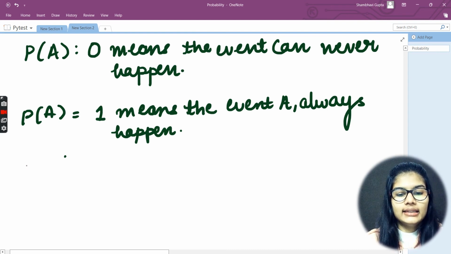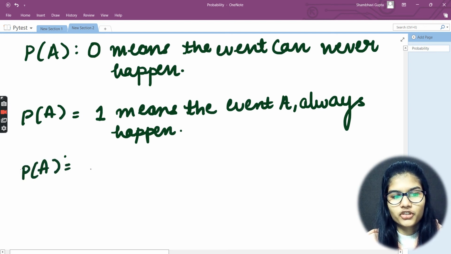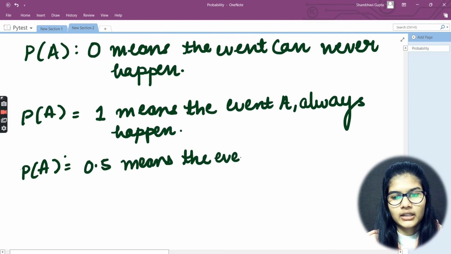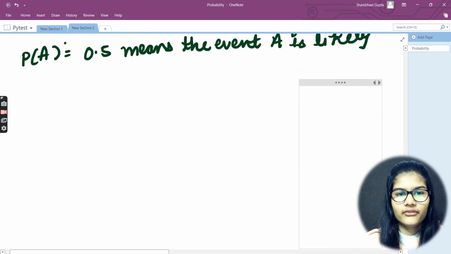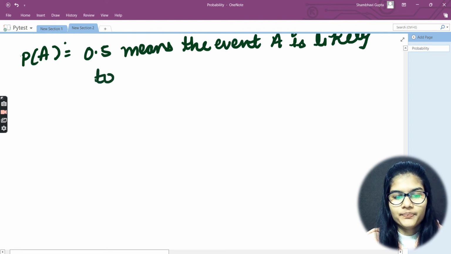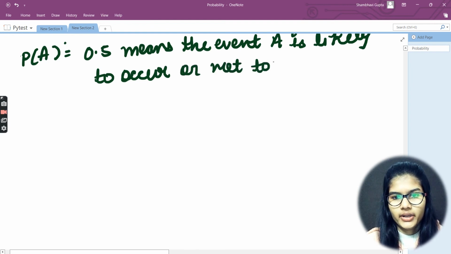Next, if I write probability of A is equal to 0.5, it means the event A is likely to occur or not to occur.